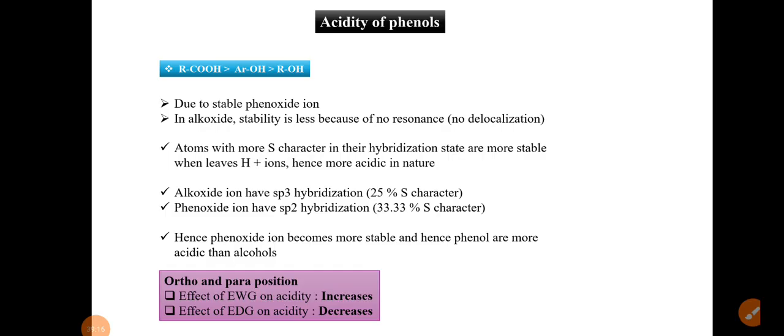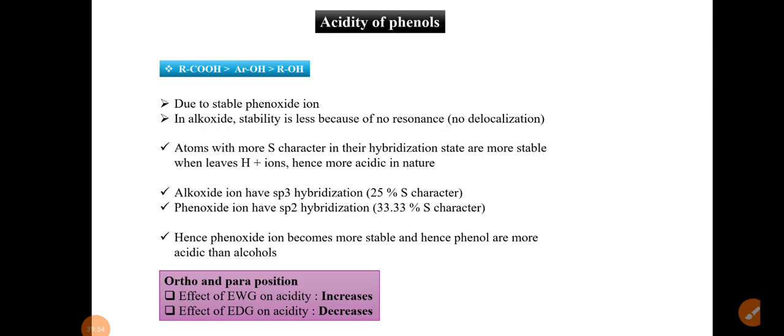Sometimes there is a differentiating point between two reactions, so those small points from your name reactions are very important. The next one is the acidity of phenols. Generally, carboxylic acids are more acidic than aromatic OH, that is the phenol, and then aliphatic alcohols. So what is the order here? That is carboxylic acid, then phenol, and then alcohol. Means phenols are more acidic than alcohols but less acidic than carboxylic acids.